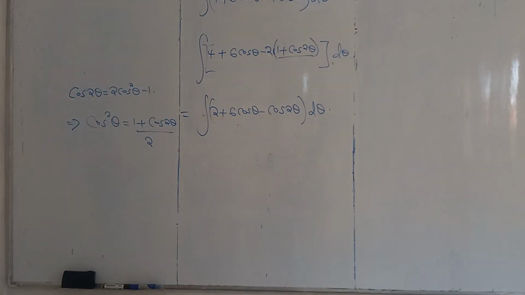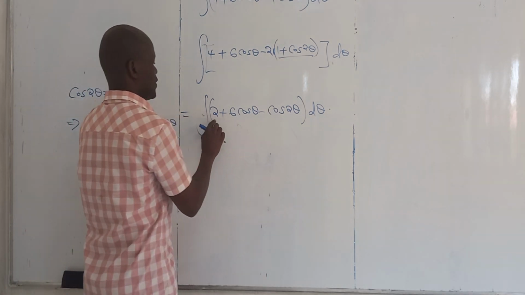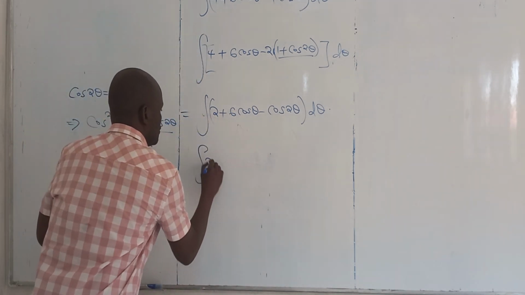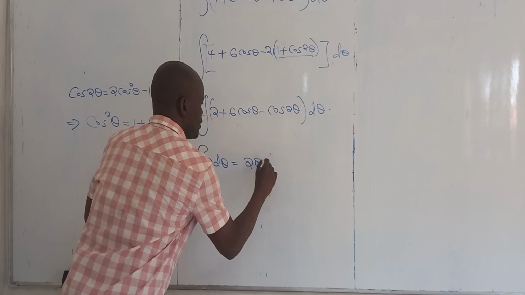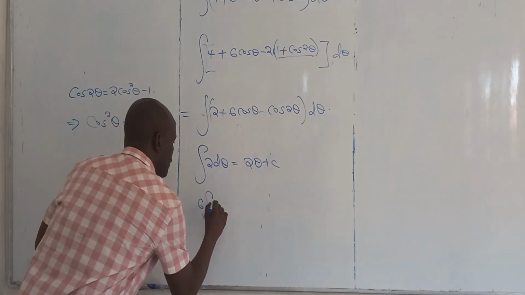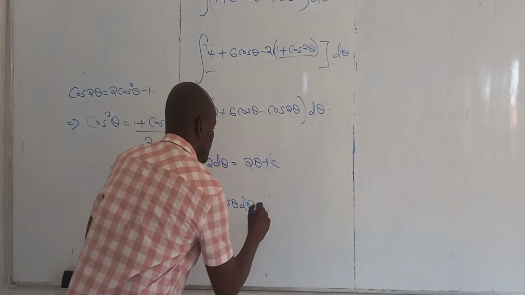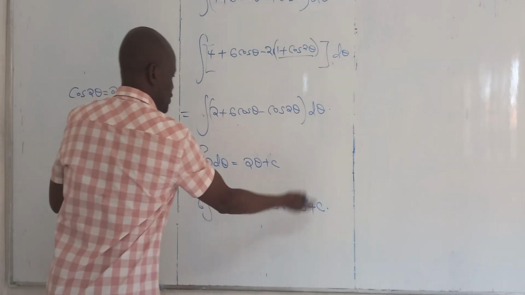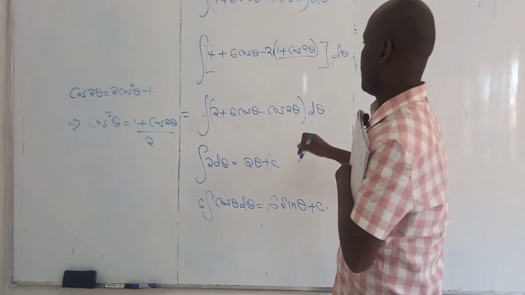So I want to consider the integral of each term. That is this term, and that term. So I start with the first one. The integral of 2 d theta is equal to 2 theta plus c. Then the other one, the integral of 6 cos theta d theta, is equal to 6 sin theta plus c. But now we have this part here. That's what we want to spend time on now.